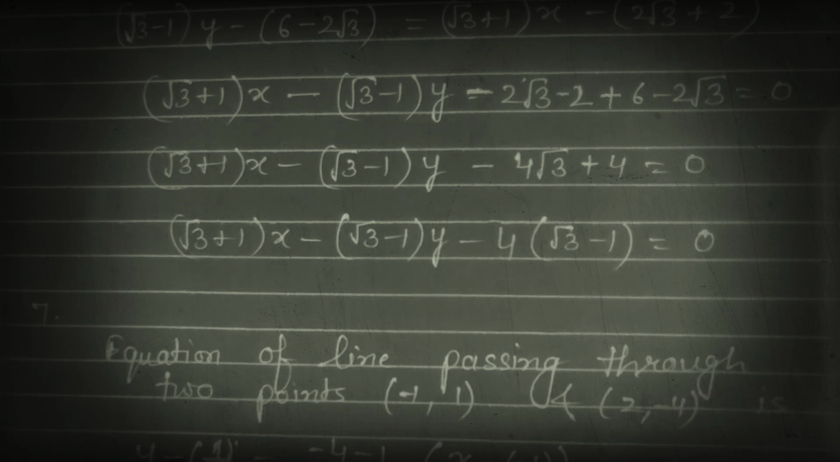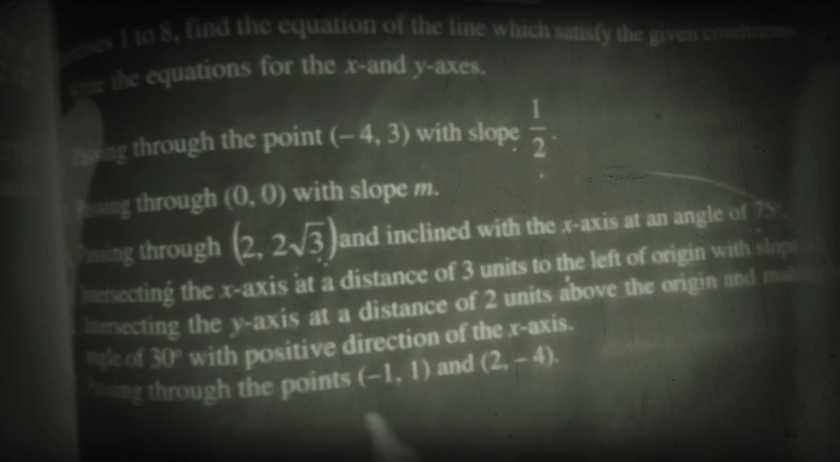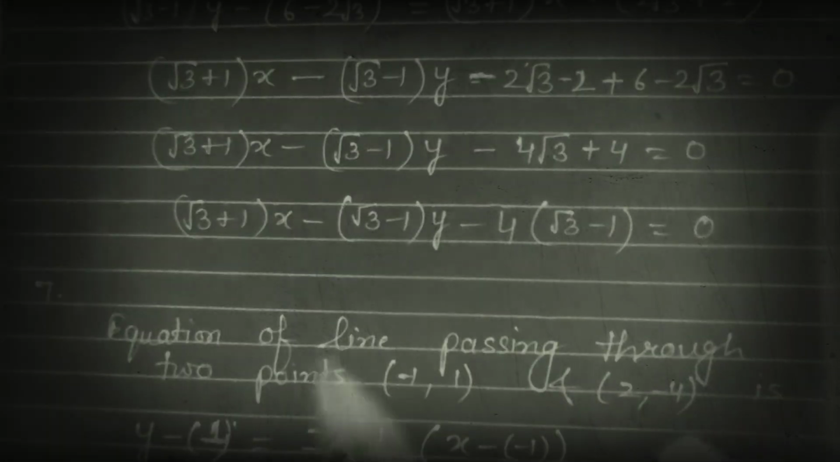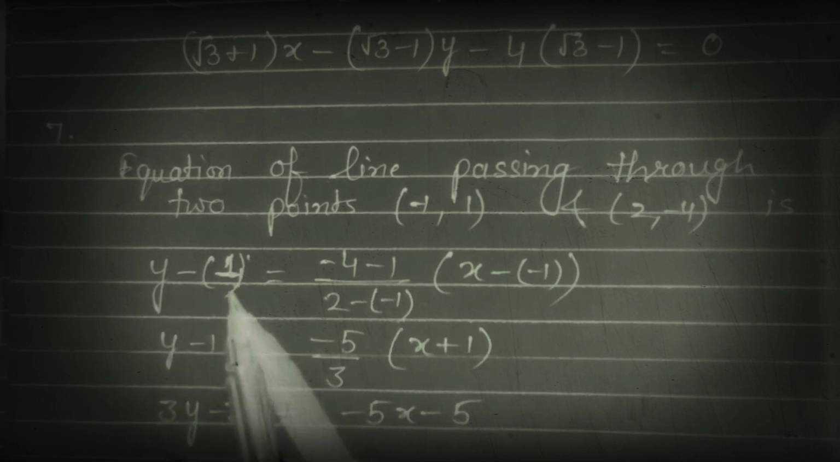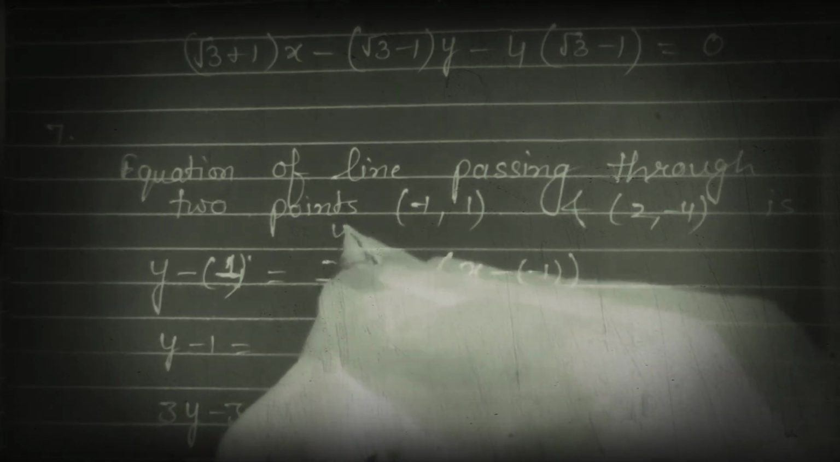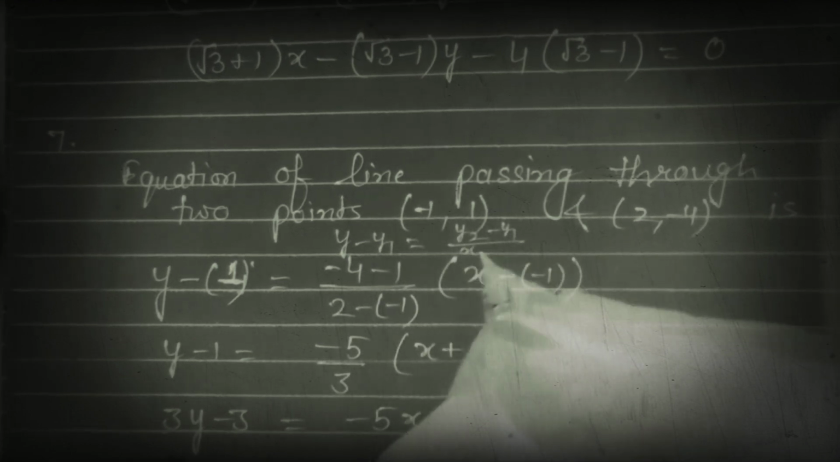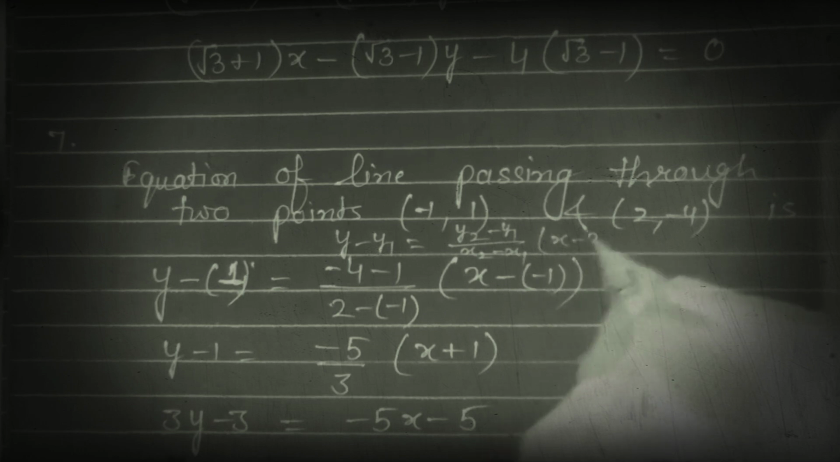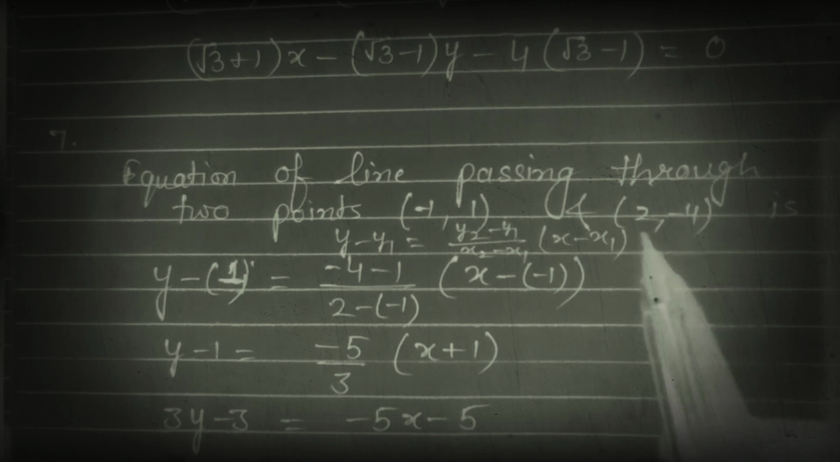Now come to seventh question. In seventh question, we have to find the equation passing through 2 points. The 2 points given here are (minus 1, 1) and (2, minus 4). We know that if 2 passing points are given, firstly we can find the slope, or we can use the formula y minus y1 is equal to (y2 minus y1) upon (x2 minus x1) into (x minus x1). Here x1, y1 is (minus 1, 1) and x2, y2 is (2, minus 4).